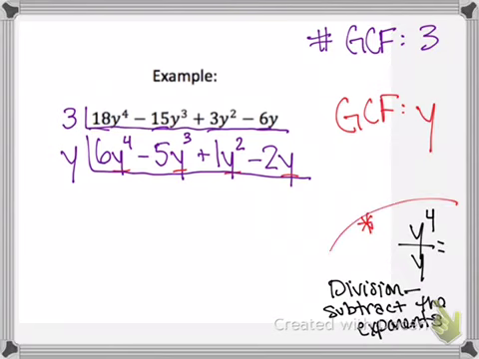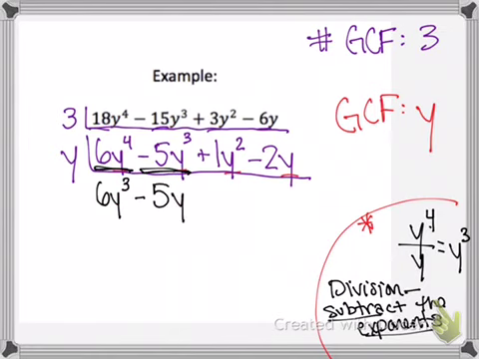Let's really quickly remind ourselves here. When I have y to the fourth divided by y, when I have division, I have to subtract my exponents. So y to the fourth divided by y is y to the third. So when I take 6y to the fourth divided by y, I'm going to get 6y to the third. 5y to the third divided by y, I'm subtracting 1 from my exponent, and I'm getting y to the second. Y to the second divided by y, I'm going to get y by itself.